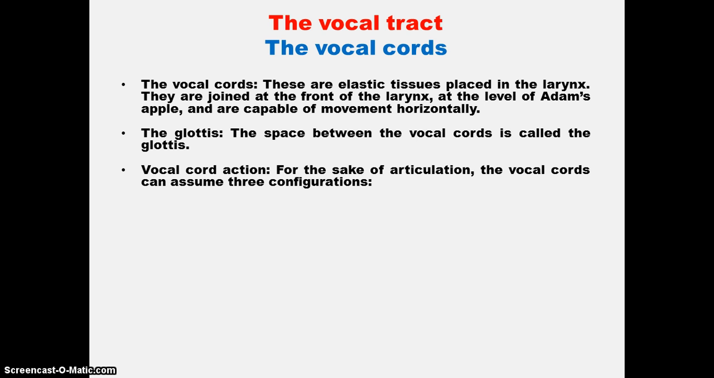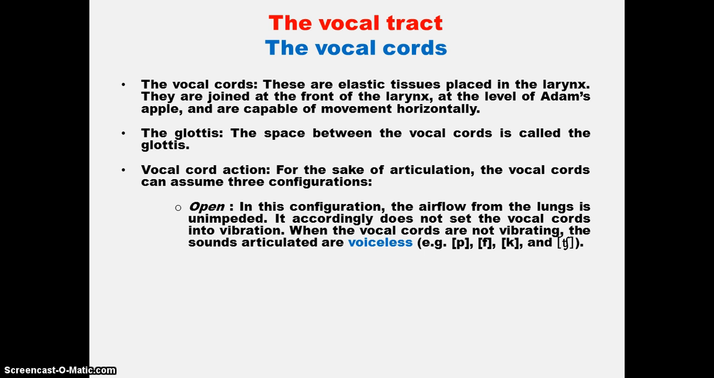Now, the vocal cords are capable of a certain amount of action. For the sake of articulation, the vocal cords can assume three configurations. They can be open. In this configuration, the airflow from the lungs is unimpeded. It accordingly does not set the vocal cords into vibration. When the vocal cords are not vibrating, the sounds articulated are voiceless. Examples of voiceless sounds are p, f, k, and ch.